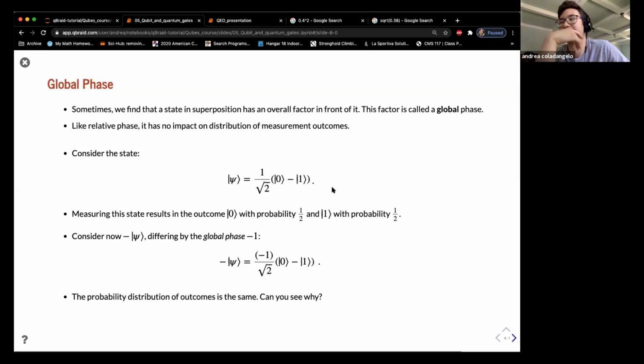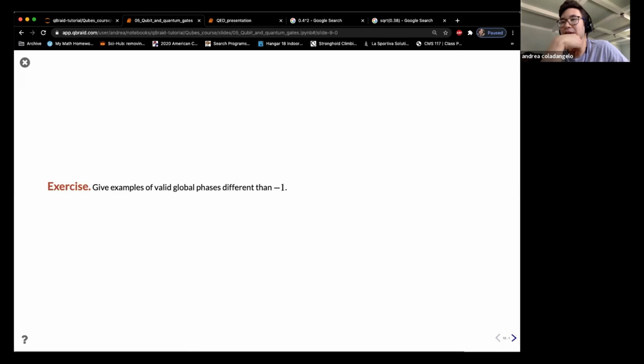Do you agree? Well, yes, because when we take the modulo square of the first coefficient, the -1 doesn't matter, both for the first coefficient and for the second. Okay, I'm going to quickly ask you to tell me in the chat examples of valid global phases that are not -1. If you can give me some quick examples. Yes, i. Everybody likes i.